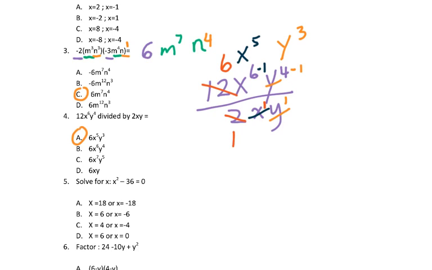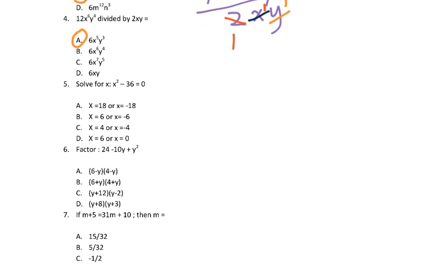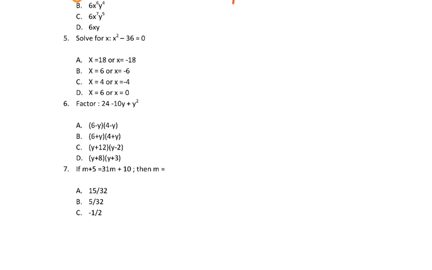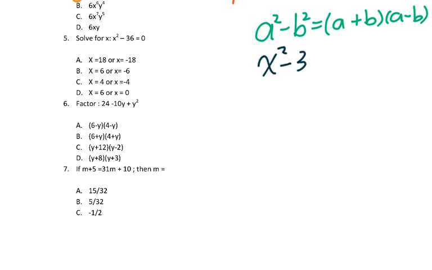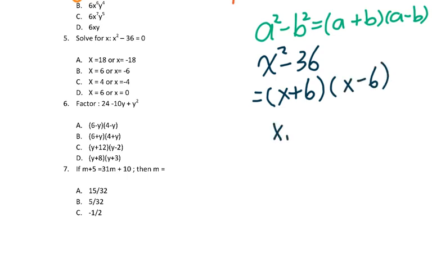For number 5, solve for x, which means you can use factoring. We have a squared minus b squared equals a plus b times a minus b. Therefore, if you have x squared minus 36, you get x plus 6 times x minus 6. Therefore, your answers are x1 equals negative 6, x2 equals 6. Answer will be B.